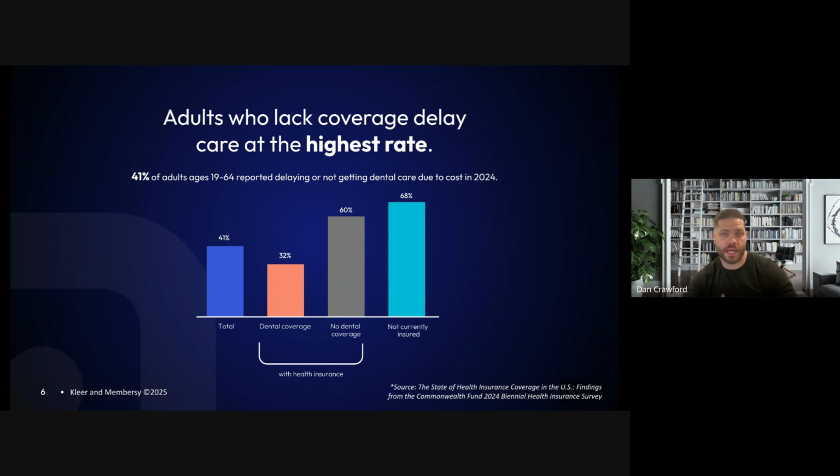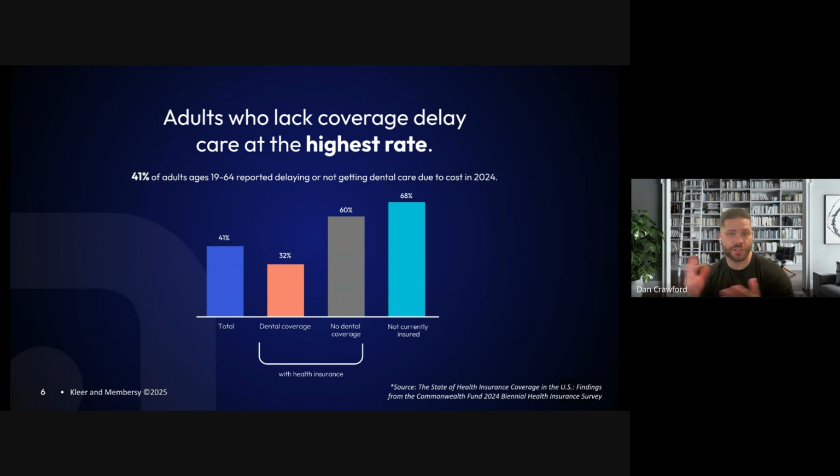Now, if we look at patients that have health insurance but no dental, that number goes all the way up to 60%. So no dental coverage, but health insurance, 60% are delaying care due to cost. And then if you look at that last bar, the worst offenders are going to be, of course, patients that have no coverage whatsoever. About 68% of those folks indicated that they delayed dental care due to cost, right?